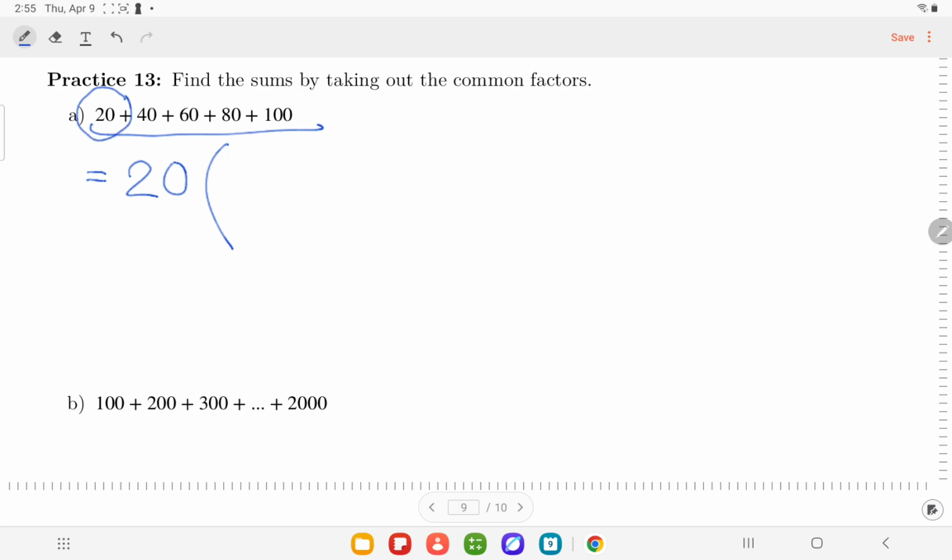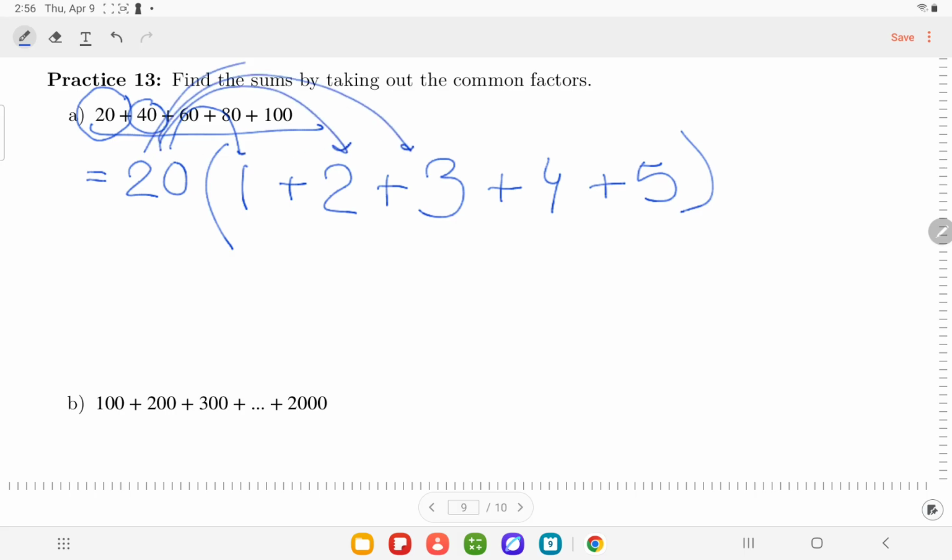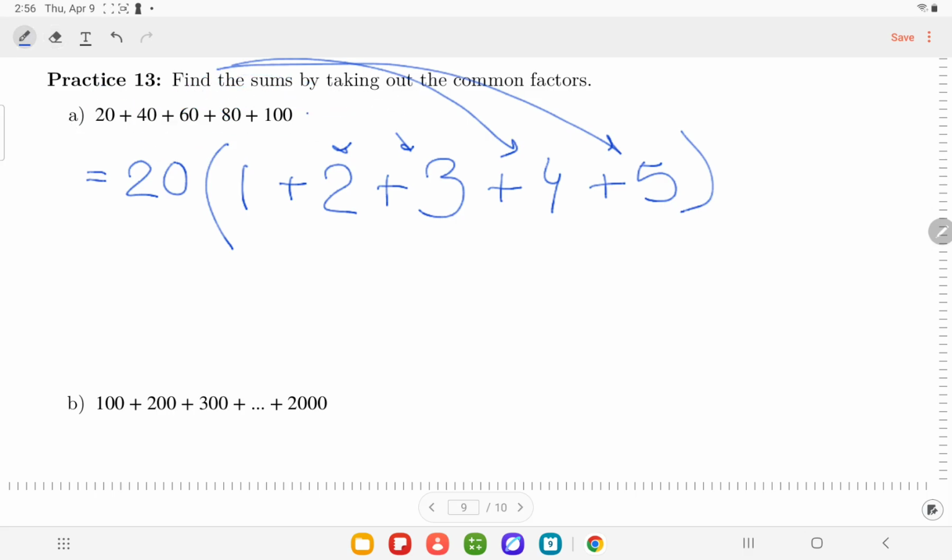So if we look at our first term, we have 20. 20 divided by 20 is 1, plus 40 divided by 20 is 2, plus 60 divided by 20 is 3, then 4, then 5. And now if we were to multiply 20 back into these brackets using distributive property, we would get 20 times 1, which is 20, plus 20 times 2, which is 40, plus 20 times 3, which is 60, plus 80, plus 100, which is exactly this right here.